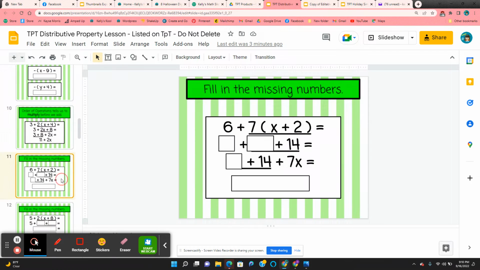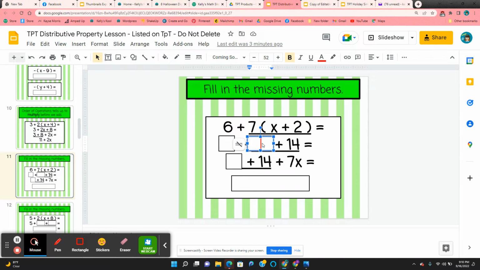So this is going to be a little bit difficult for the student, so really walk them through this. This is going to be a 6. This one is 7x. And then again, this will be a 6. So we've changed the order of the terms, 6 plus 14, and then they can go ahead and solve it.